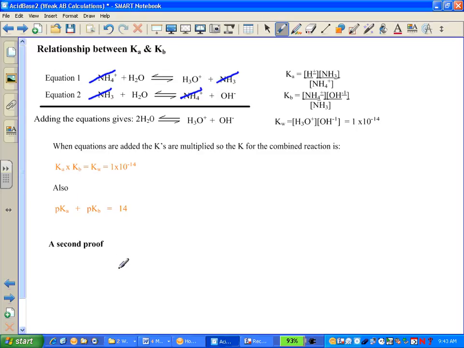Now in your notes, there's space for you to do a second proof if you would like to do that. It will help you to practice writing reactions in water, and it will help to affirm the fact that whenever you add reactions that are from a conjugate acid-base pair, you always get this reaction here.